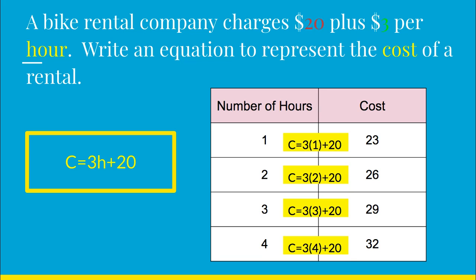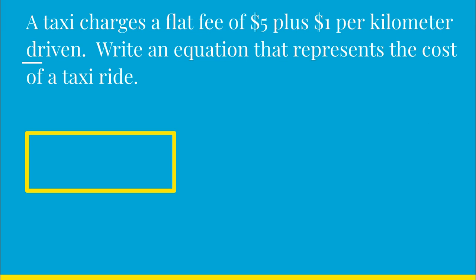So for 1 hour, does it make sense that the cost would be $23? $20 for the initial plus $3 for the 1 hour? That makes sense. Let's look at 2 hours. $20 for the first hour plus another $3 plus another $3. That works out to 26. So it looks like our equation is right.